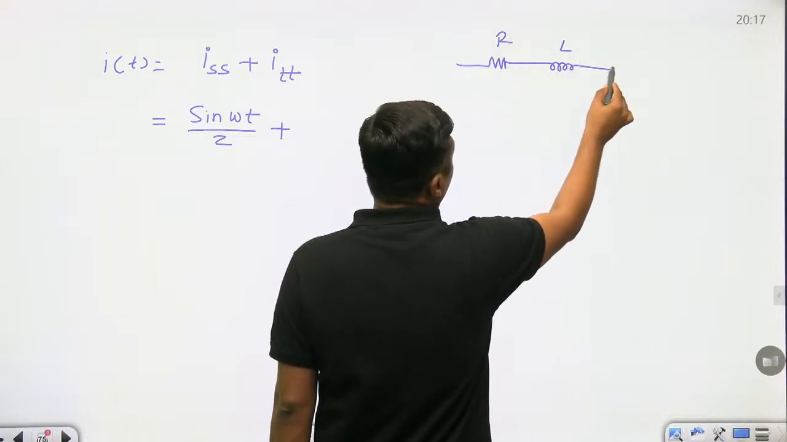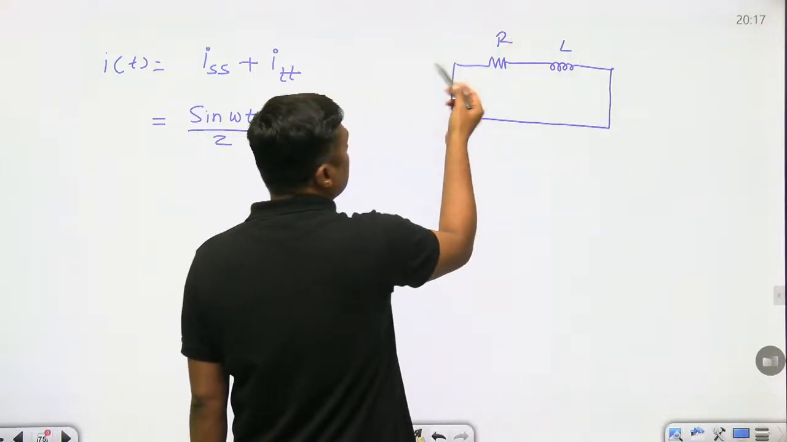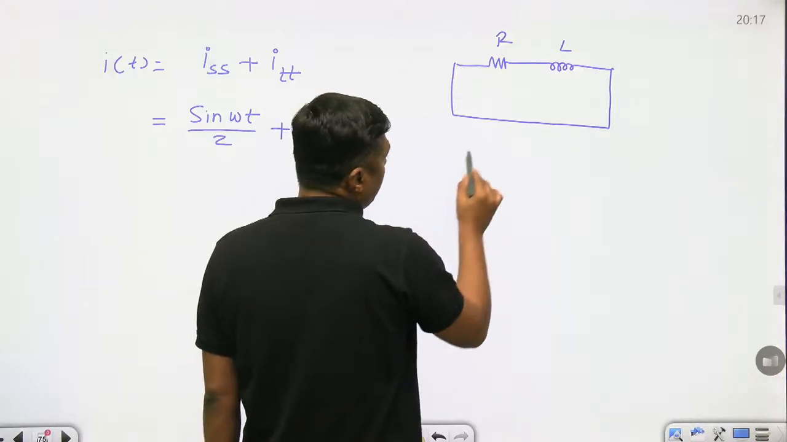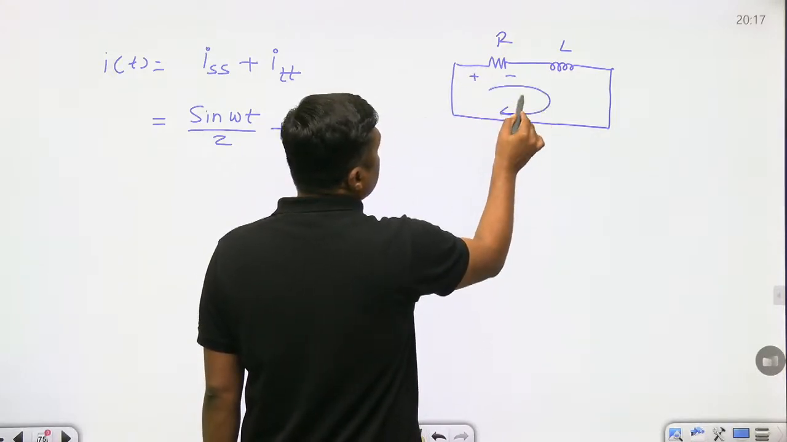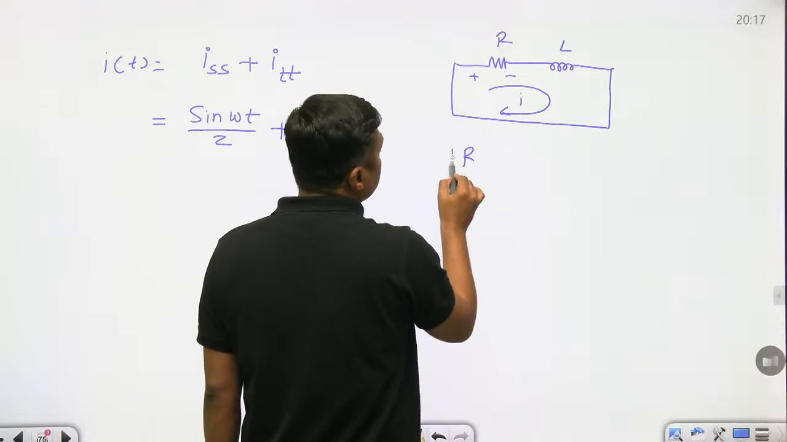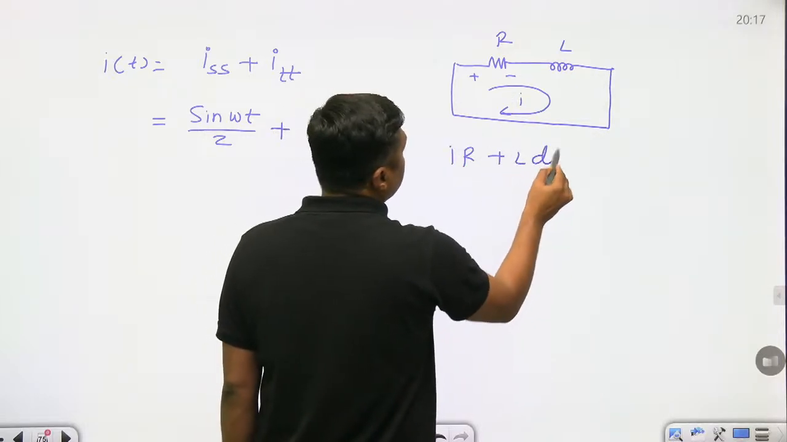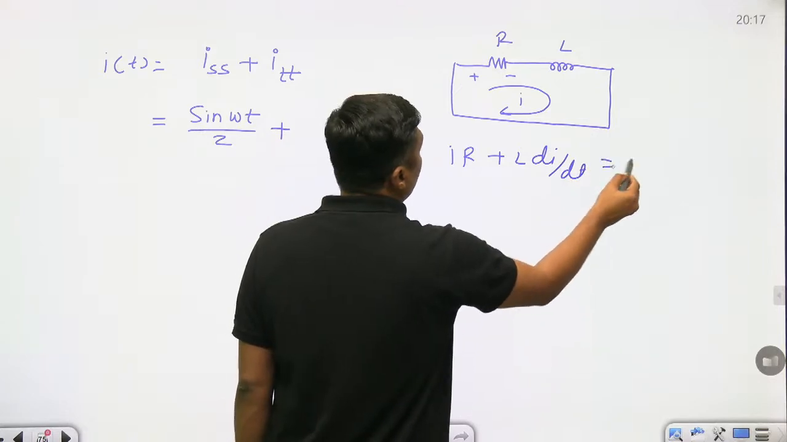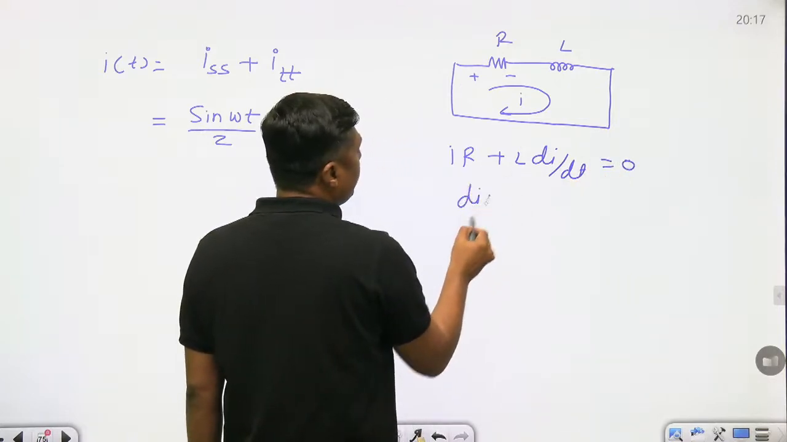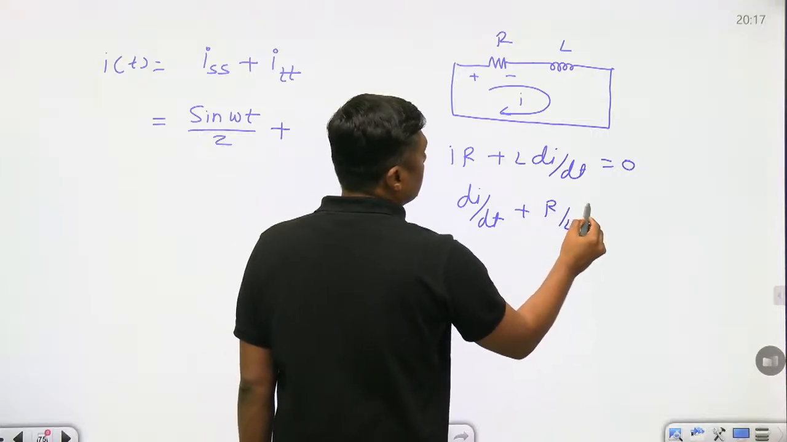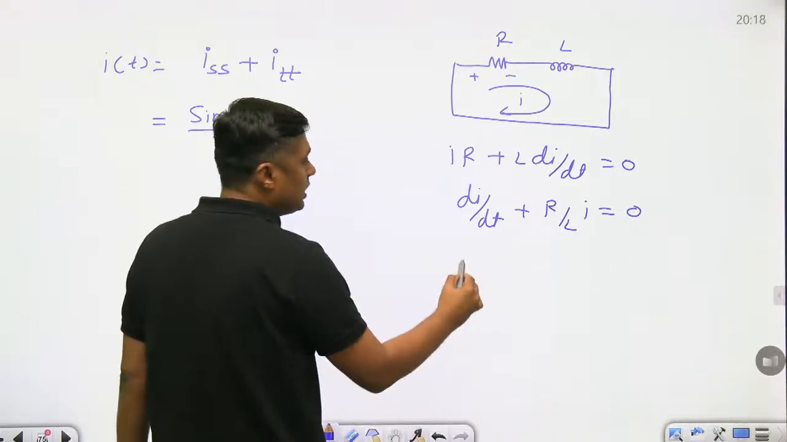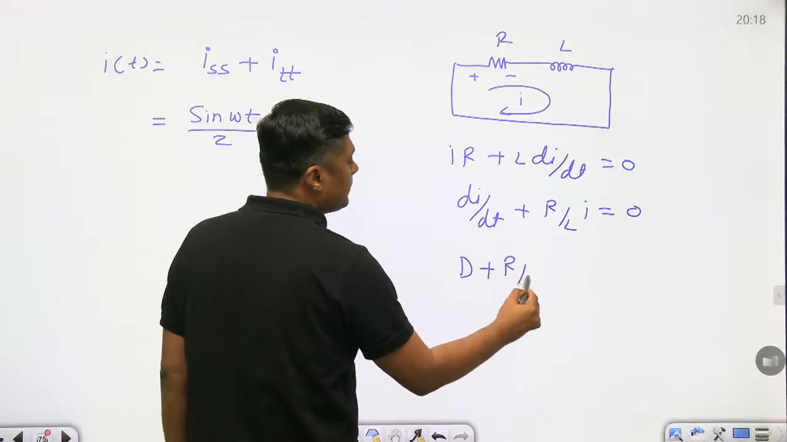I am giving you the RL circuit. Make it a short circuit, that is, make the source 0. Then write down the equation: iR plus L di/dt is equal to 0. You will get a first-order differential equation, (D plus R by L) i is equal to 0.